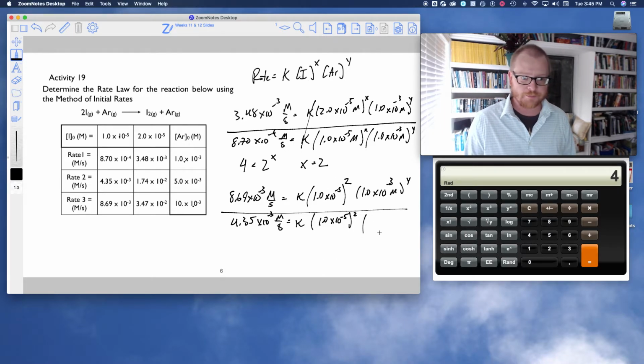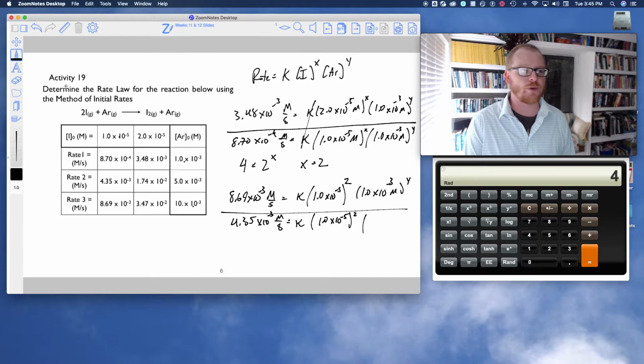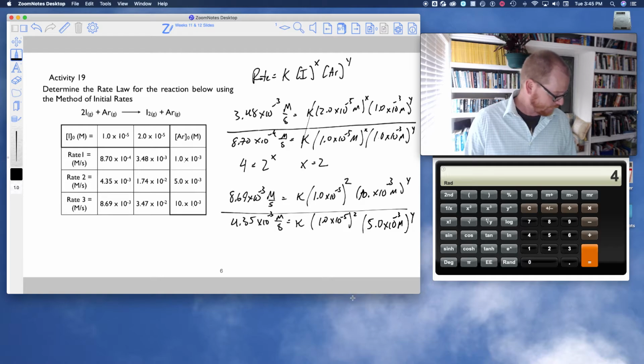And now, oh, you know what? That says 10 times 10 to the minus 3. Haha, maybe you caught that, maybe you didn't, but I just caught that. This is 10 point times 10 minus 3. And now this one is 5.0 times 10 minus 3 molar, all raised to the y power. And I can definitely do this one in my head.